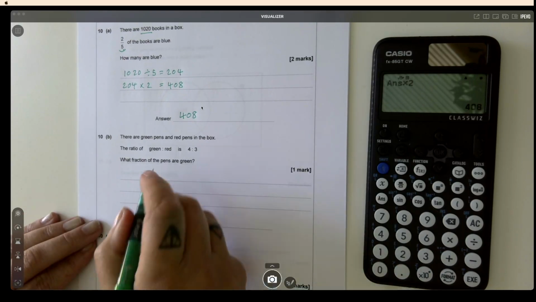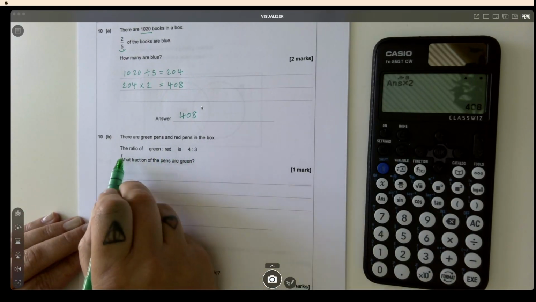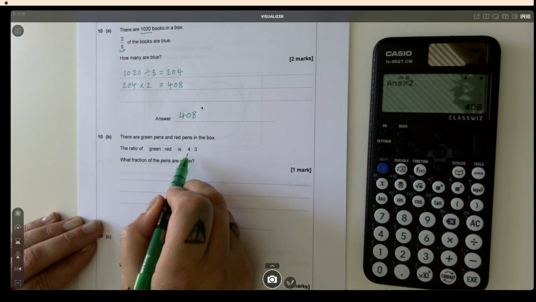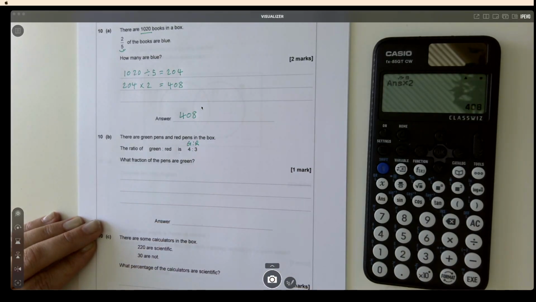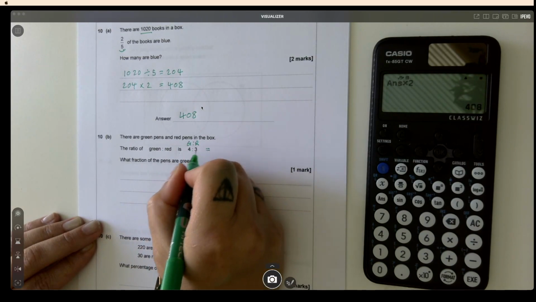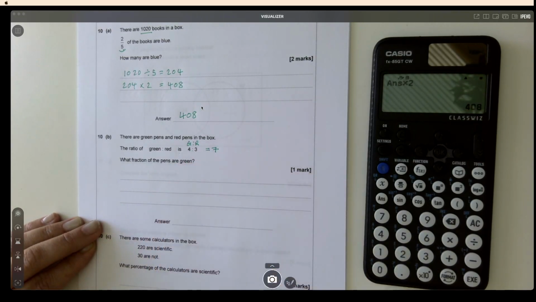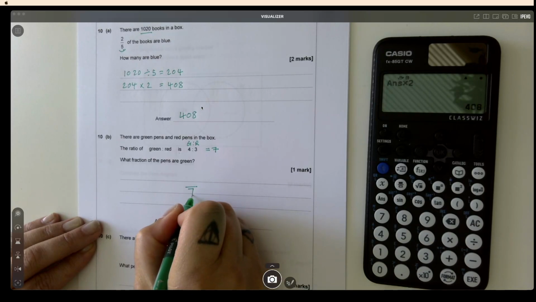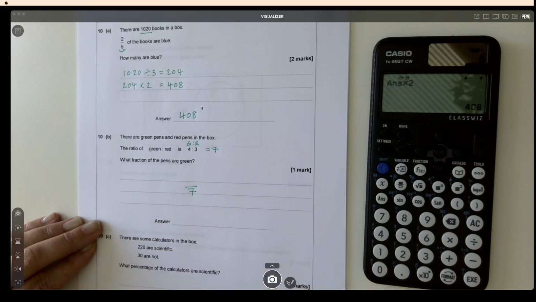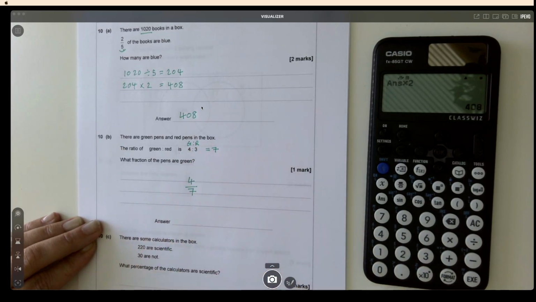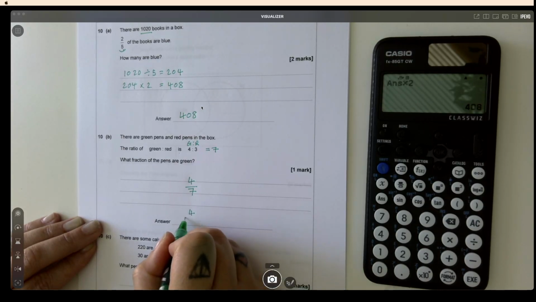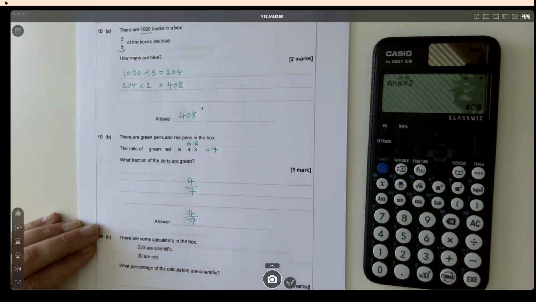10B. There are green pens and red pens in the box. The ratio of green to red is 4:3. So green to red, just to make it clear to myself. What fraction of the pens are green? Well, the ratio 4 plus 3 has 7 parts in total. So the denominator of our fraction needs to be 7. The green part of the ratio is 4, so the numerator needs to be 4. So the fraction of pens that are green is 4/7.